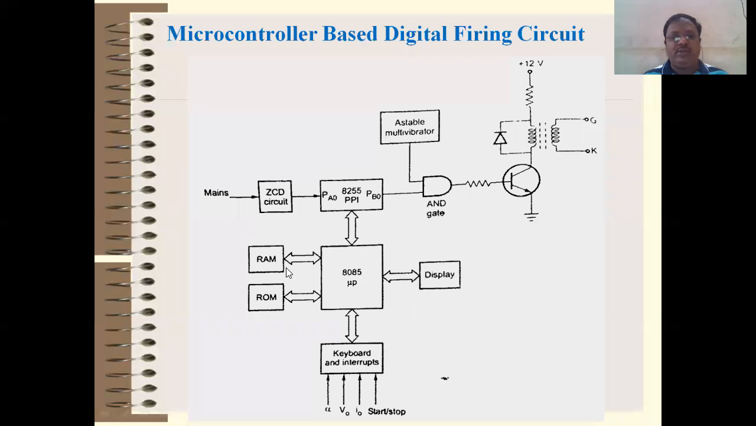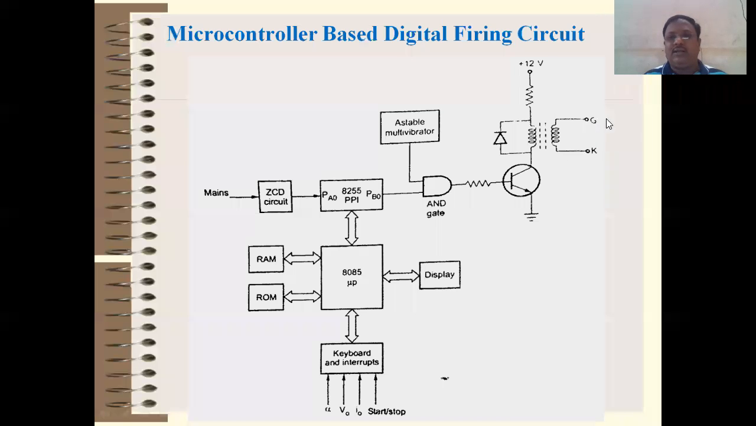This is actually a display unit, RAM, ROM, keyboard, and interrupts or interfaces. Then 8255 is required, that is a peripheral interface. Then AND gate, astable multivibrator, ZCD, zero crossing detector. Then there will be a driver circuit, that is a transistor, and then there will be a relay. And finally, the output of this relay is a gate, that is gate with respect to cathode. So it is actually a firing pulse. So one firing pulse is produced. So this firing pulse may be applied to the SCR, right?